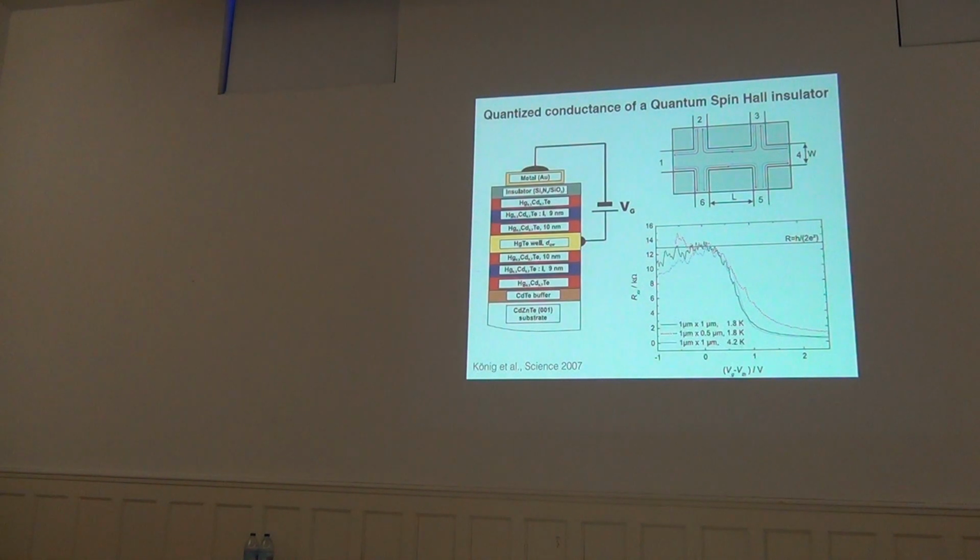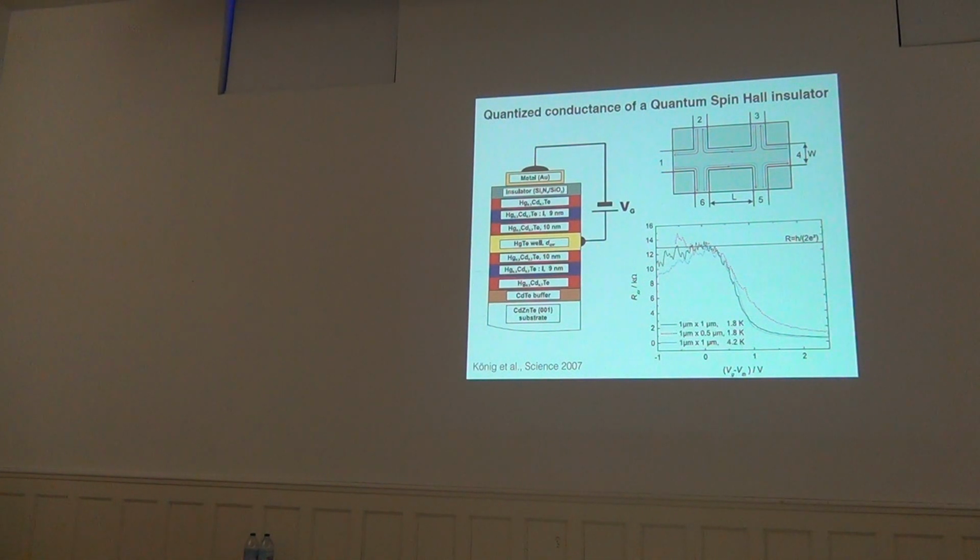Okay, and finally, I think this is the last slide, a brief summary of the first experiment demonstrating quantized or quasi-quantized conductance in such devices. This is from Würzburg, from the Molenkamp group. This is a complicated semiconductor heterostructure where maybe the key part is this mercury telluride well, which has a thickness. This thickness is an important parameter. The claim is that if this thickness is larger than a certain critical thickness, then it's going to be a two-dimensional quantum spin Hall insulator.